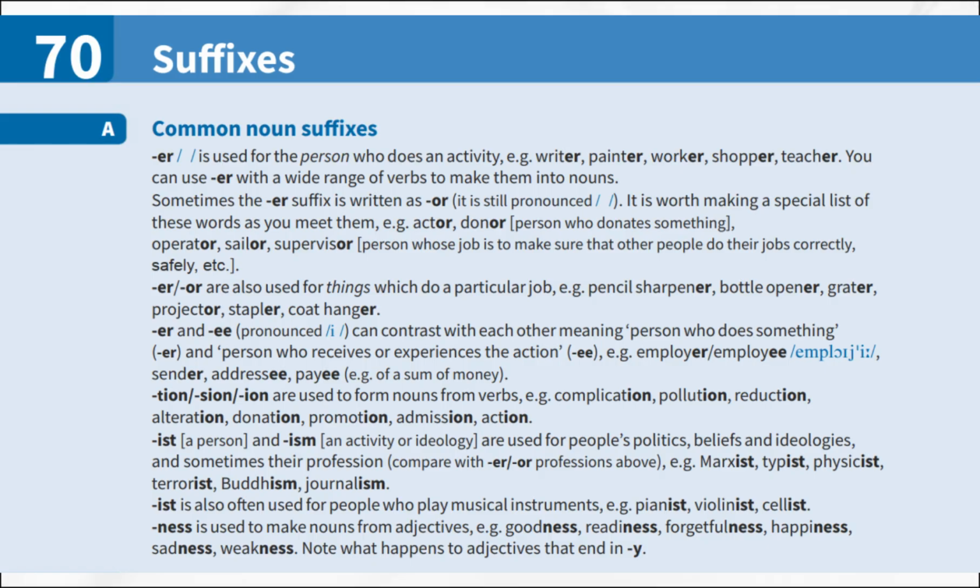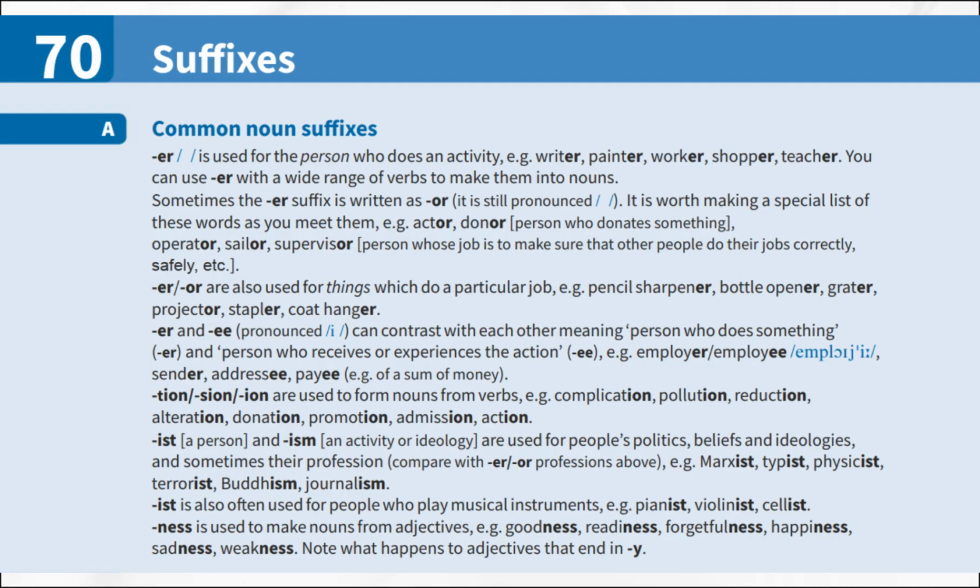For example, actor, donor, a person who donates something. Operator, sailor, and supervisor, a person whose job is to make sure others do their jobs correctly. And -er or -or are also used for things which do a particular job. For example, pencil sharpener, bottle opener, grater, projector, stapler, and coat hanger.